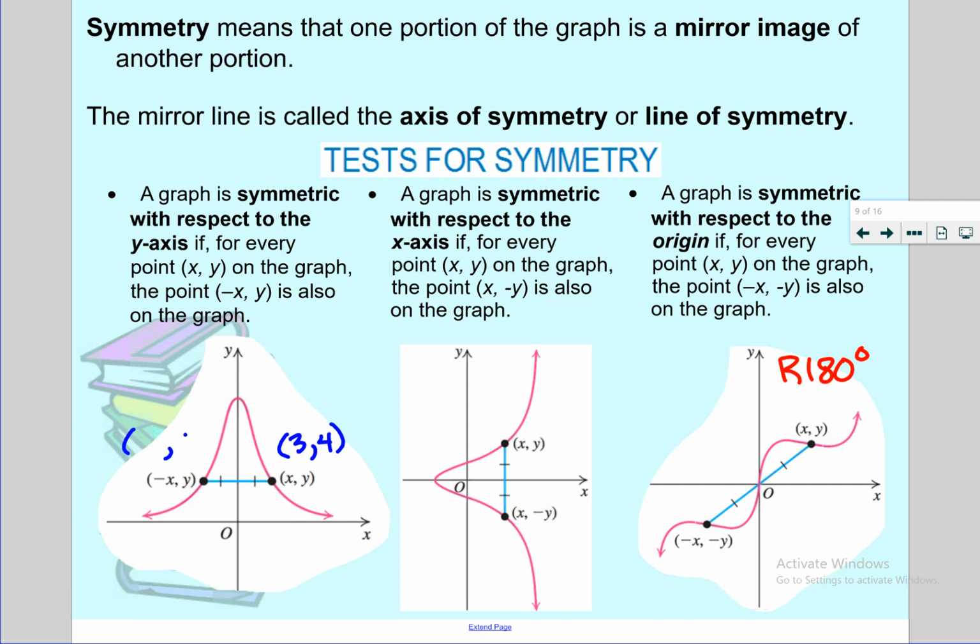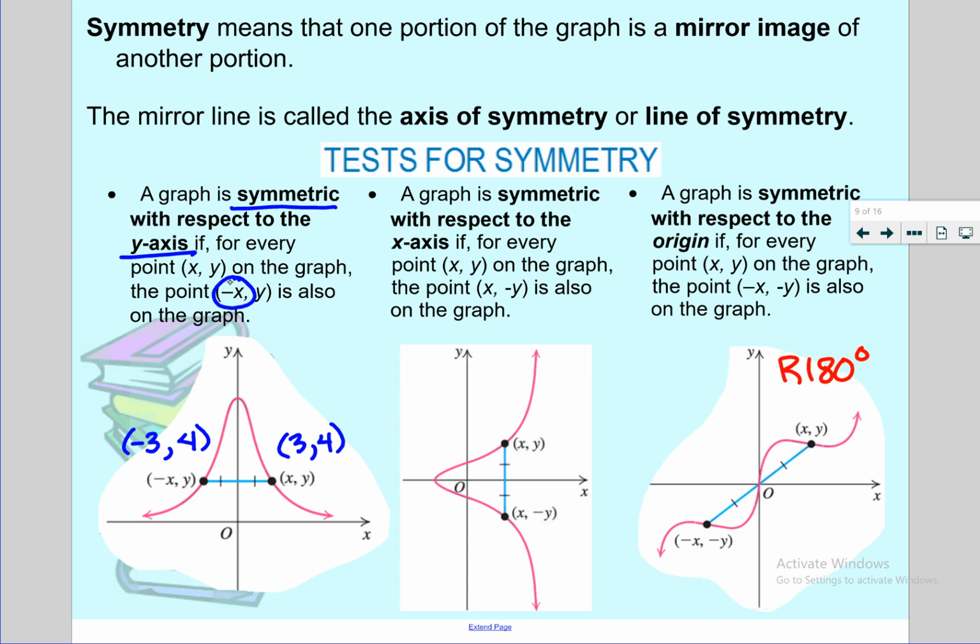It's still going to have a y-coordinate of 4. The height didn't change. What changed was my x value, and it changed from a positive 3 to a negative 3. So in general, we can say if I have coordinates that are symmetric to the y-axis, the x coordinates will be opposite. So we're going to use that fact. Symmetry to the y-axis, we're going to use the opposite of x. I would write that down, okay?